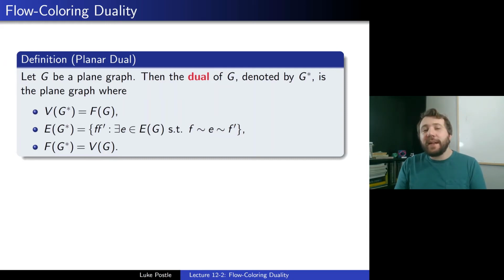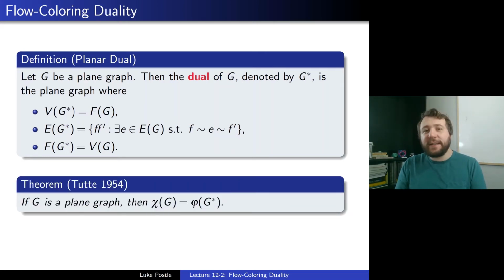So again, that's planar duality, and the main theorem of today, proved by Tutte in 1954, is that if G is a plane graph, then chi of G is equal to phi of G star. So the chromatic number of a plane graph is equal to the flow number of its dual. Colorings and flows are actually dual objects. So in this sense, flows become kind of their own fundamental thing.